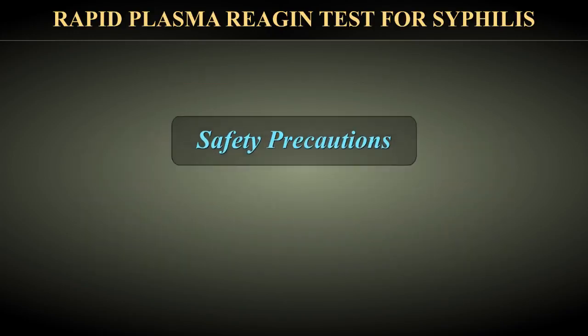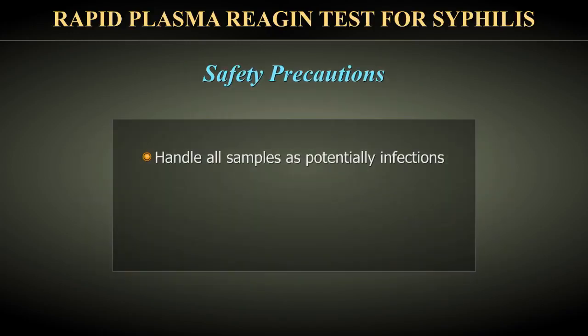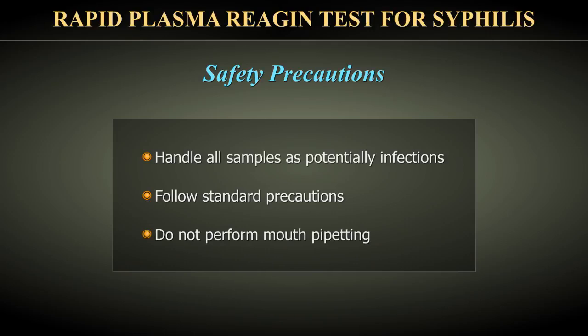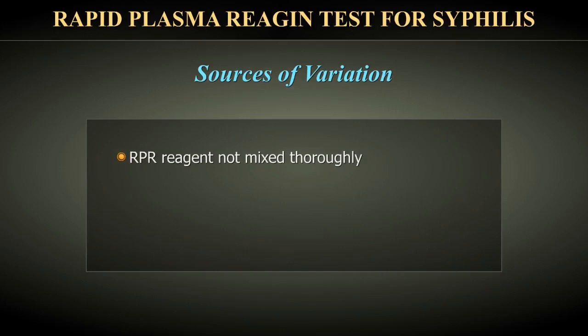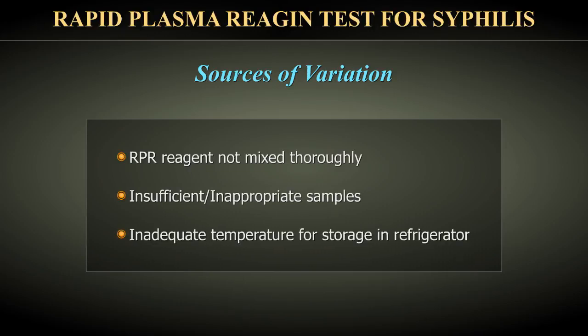Safety precautions. Handle all samples as potentially infectious. Follow standard precautions. Do not perform mouth pipetting. Sources of variation. RPR reagent is not mixed thoroughly. Insufficient or inappropriate samples. Inadequate temperature for storage in refrigerator.